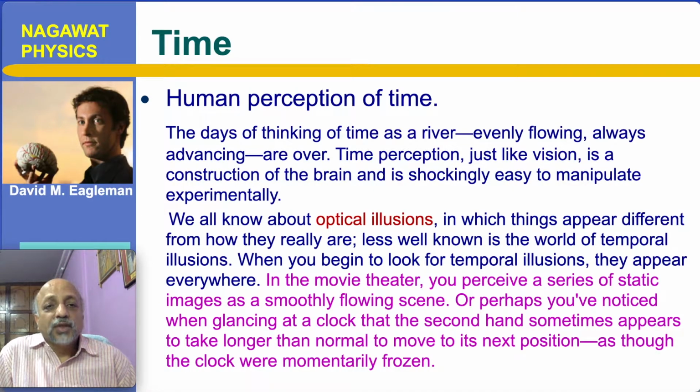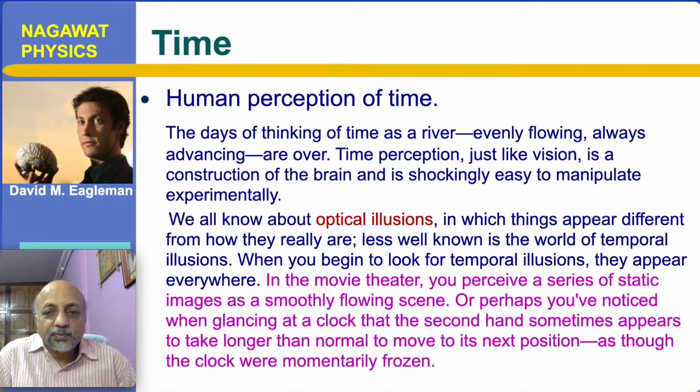And that's why he has said the days of thinking of time as a river, evenly flowing, always advancing, are over. That is the layman's perception. Time perception, just like vision, is a construction of the brain and is shockingly easy to manipulate experimentally. So optical illusions can now be created by using technology experimentally. We all know about optical illusions, in which things appear different from how they really are. Similarly, there is the illusion of time. Less well known is the world of temporal illusions, the time illusions. When you begin to look for temporal illusions, they appear everywhere.